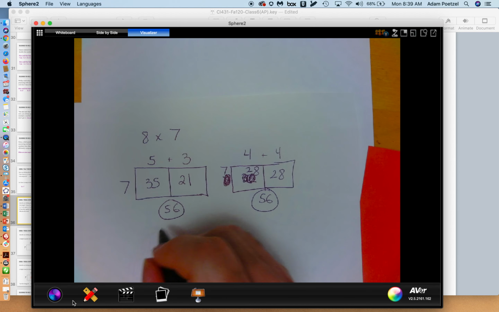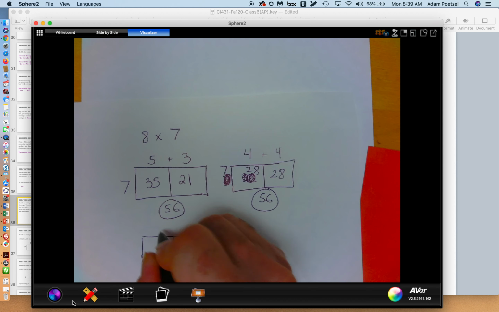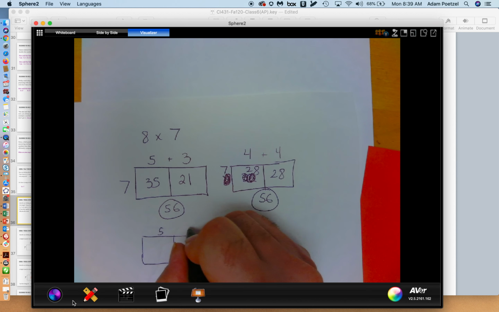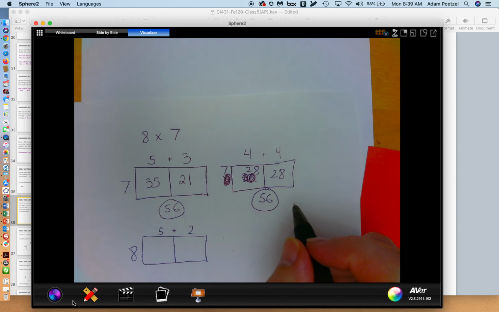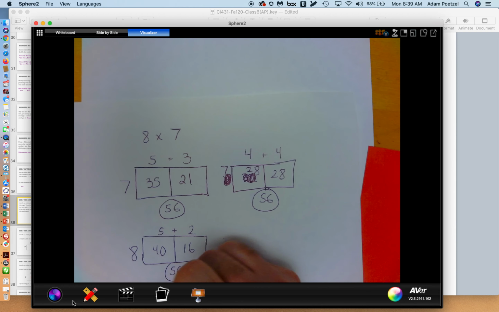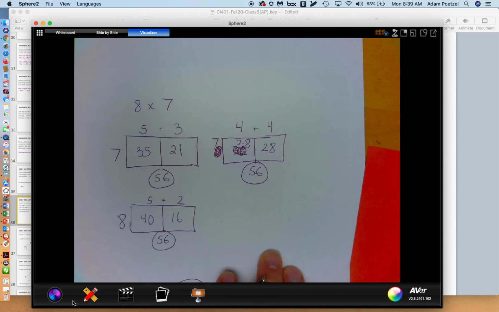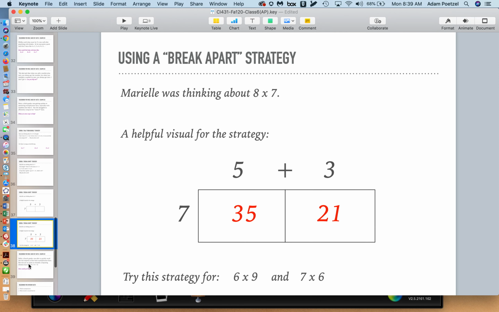And I could have broken apart, maybe I don't like 7s. If I don't like the 7s, I could use this strategy to say, instead of 7, I'd like to break it into 5 and a 2. I like my 5 facts. And I put my other number over here that I didn't break down. So, yeah, I know 8 groups of 5 is 40, and I know double 8 is 16, so that one would be 56. The break apart strategy is actually a very helpful visual strategy because it's a way of using a lot of the other strategies but see it visually as we go through, and it's quite powerful.